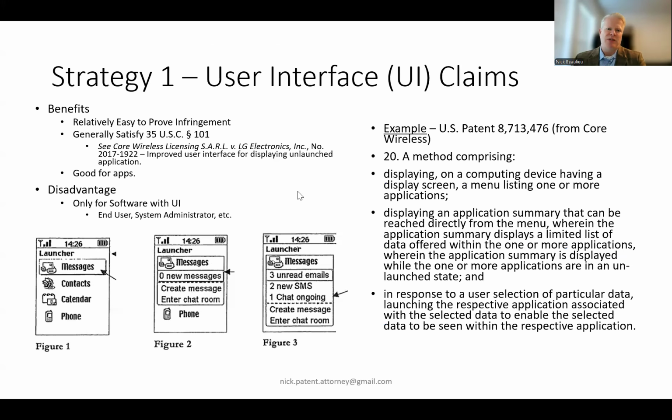So first, my number 1 strategy is user interface claims. And I say the benefits of these are they're relatively easy to prove infringement. So once you get a patent, if you want to enforce this against other people, you have to prove infringement. And if you have a user interface, you can simply get the product and look at the user interface and go through the screens, and you can tell if they're infringing your patent or not. So it's good for proving infringement if you have user interface claims.